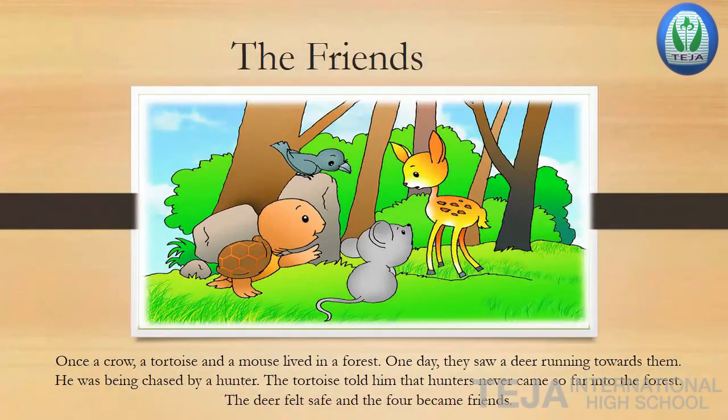The friends. Once a crow, a tortoise and a mouse lived in a forest. One day, they saw a deer running towards them. He was being chased by a hunter. The tortoise told him that hunters never came so far into the forest. The deer felt safe and the four became friends.